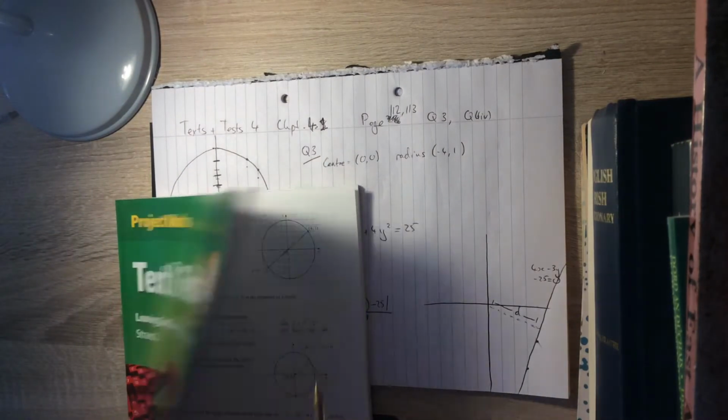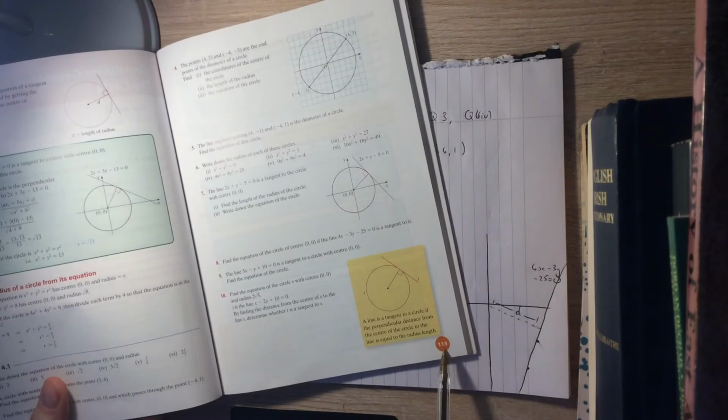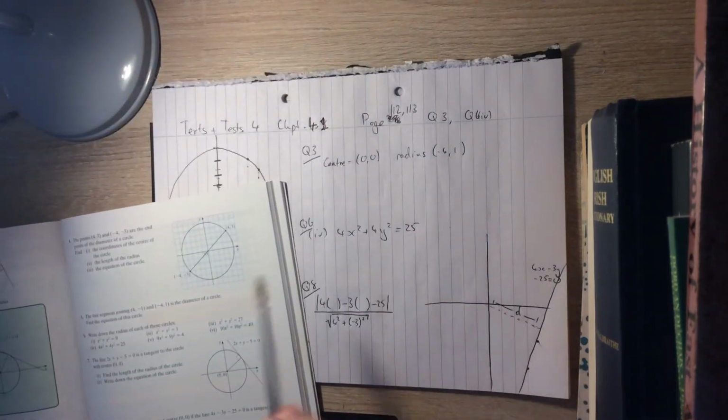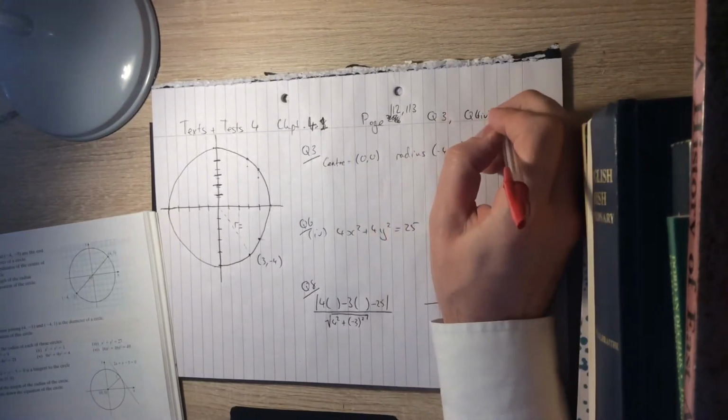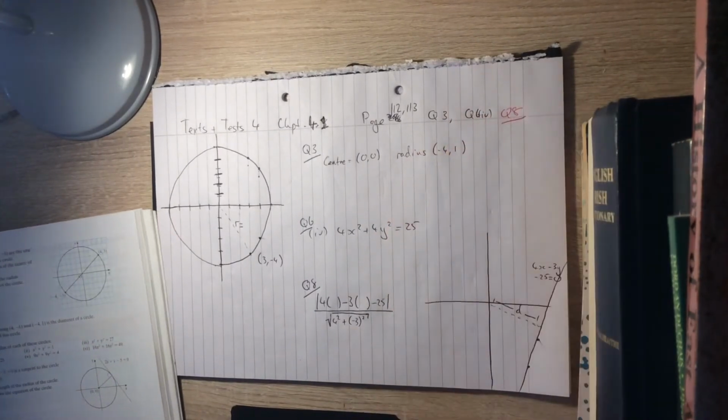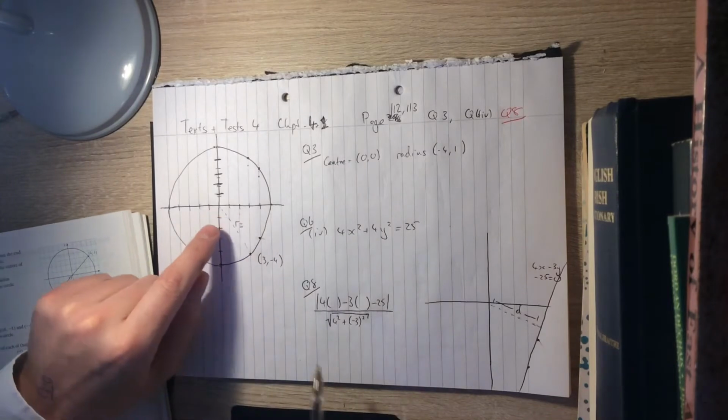Text and Test 4, chapter 4.1. This is page 112, 113. We're going to look at questions 3, 6, and question 8 as well. So this is coordinate geometry of the circle.